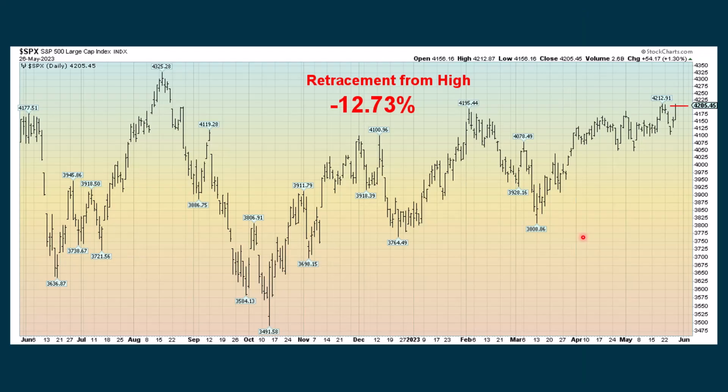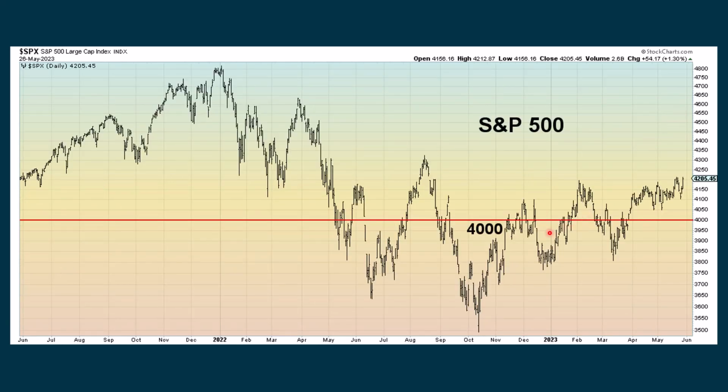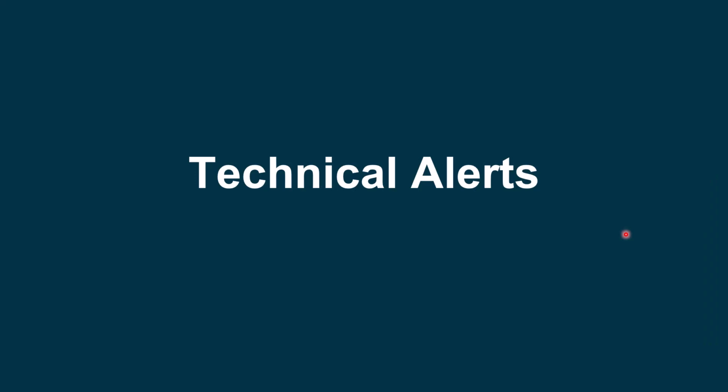Another thing that's kind of interesting is going back to the all-time high and seeing where we are at. We're down 12.73% based on Friday's close. And then over here on the right, I have a red line showing where we did close finally above the 4,200 level. We also have spent a lot of time around the 4,000 level, going above, going below. And so I just have a simple chart here with a line drawn right at 4,000.